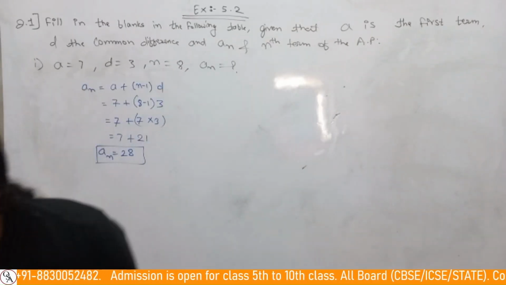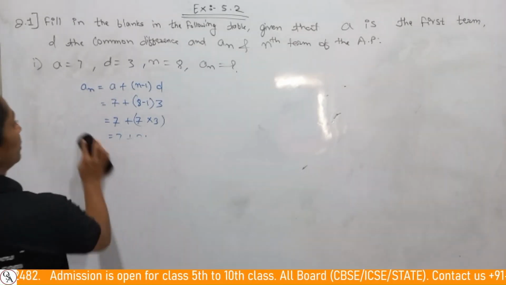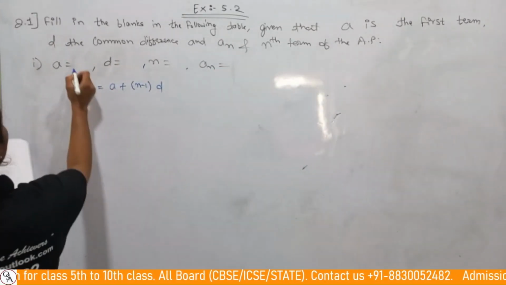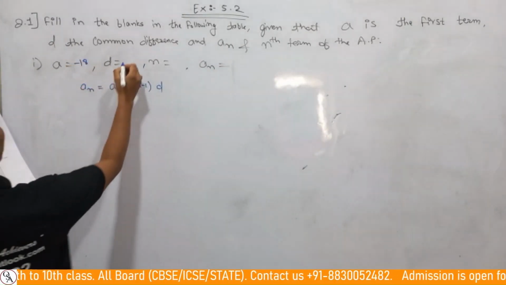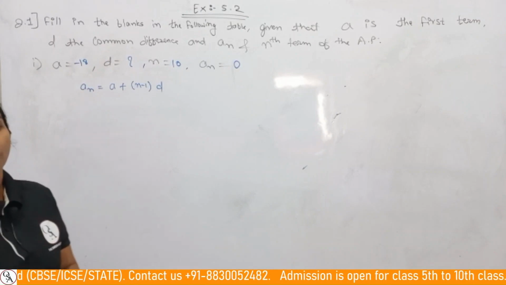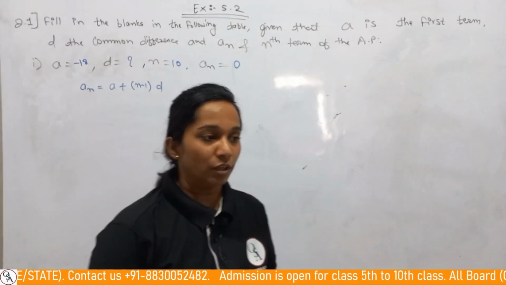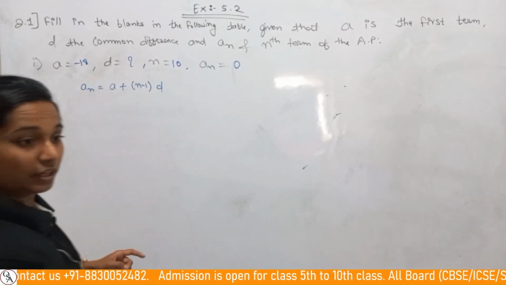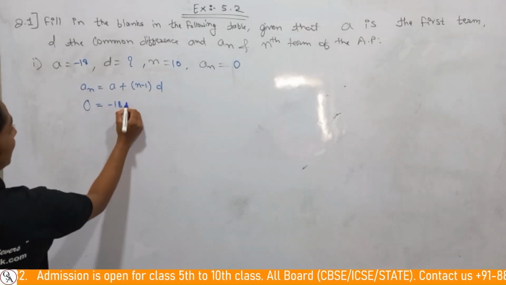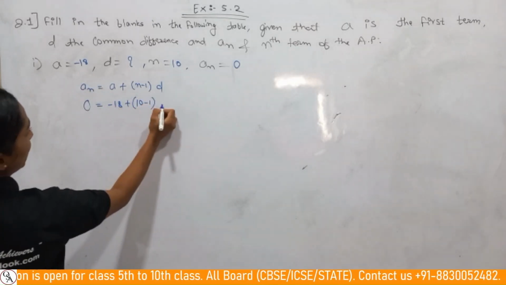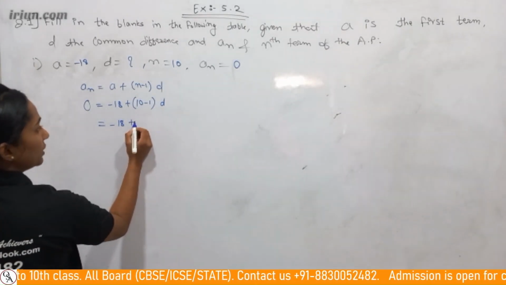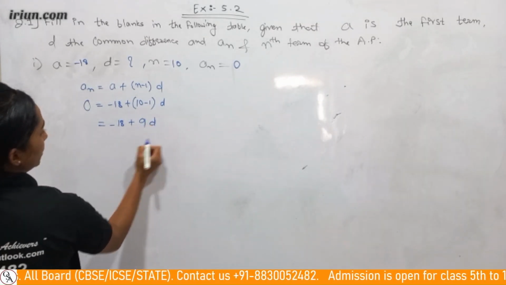Now we'll see the second question. In the second question they have given a is minus 18, d we have to find out, n is 10, and a_n is 0. So with the same formula we are going to find out the difference. a_n is 0, a is minus 18, plus n minus 1 is 10 minus 1, and d we have to find out. So 0 = minus 18 plus (10 minus 1) into d.